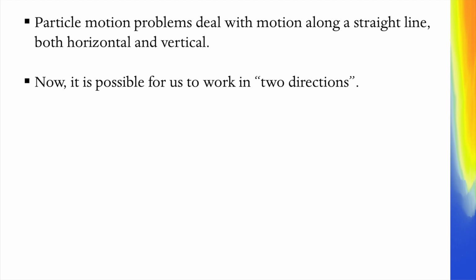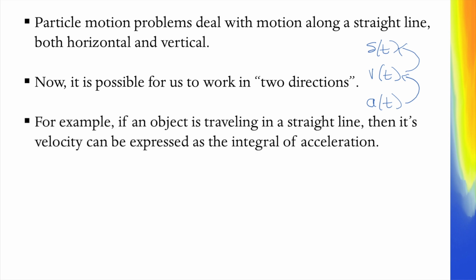And now it's possible for us to work in two directions. In other words, the last time we looked at particle motion together, we would take only derivatives. We'd start maybe with the position function, take the derivative to the velocity function, and take the derivative again to the acceleration function. But now, with integration, we can go the other direction. So, for example, if an object is traveling in a straight line, then its velocity can be expressed as the integral of acceleration.